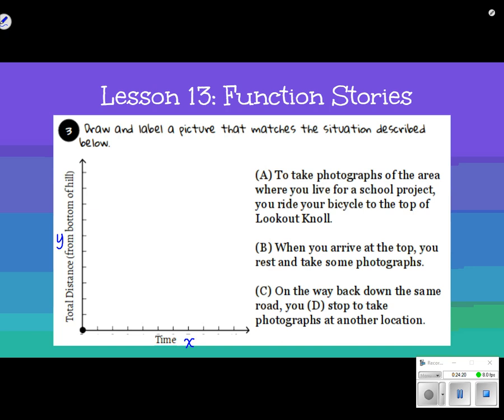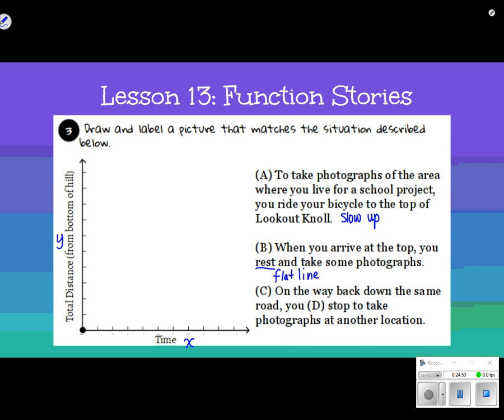So to take photographs of the area where you live for a school project, you ride your bicycle to the top of Lookout Knoll. Now we're riding a bicycle to the top of a hill. That's going to be a slow ride up. Okay? When you arrive at the top, you take a rest. So because we're taking a rest, that's that flat line. Time is moving on, but we are staying at the same height.